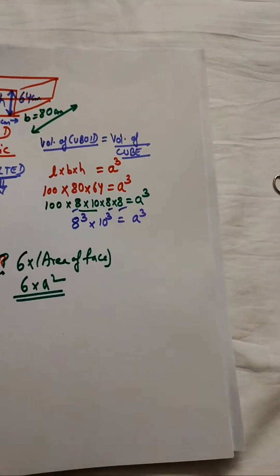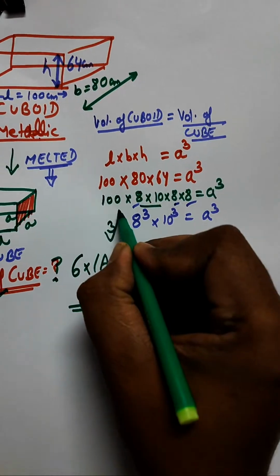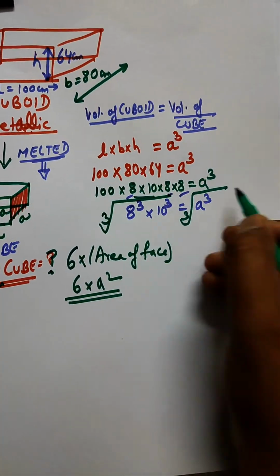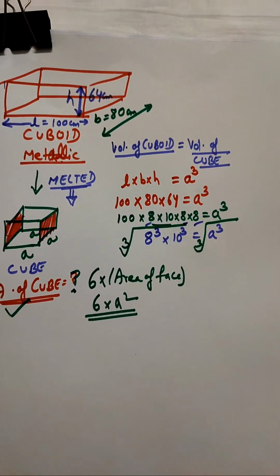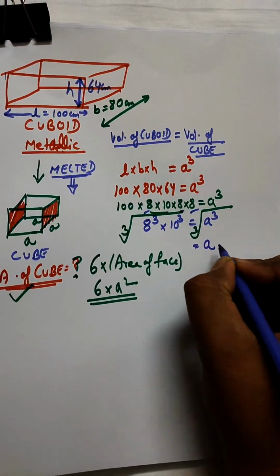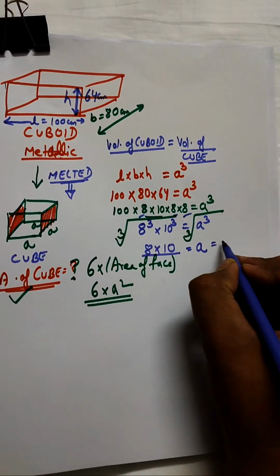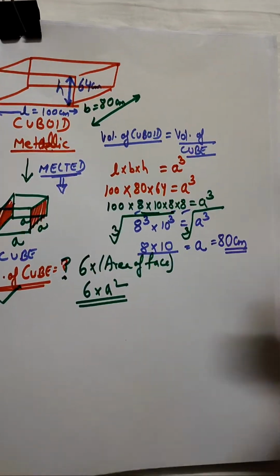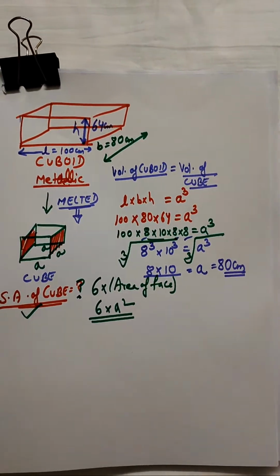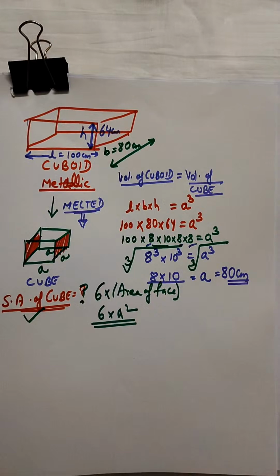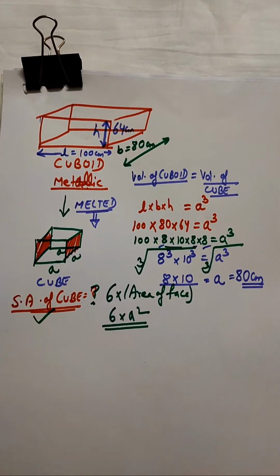Now what we will do? We will take a cubic root of LHS and cubic root of RHS. When we take the cubic root of LHS and RHS, we are left with the value of A as 8 into 10, so that is equal to 80 centimeter. So 80 centimeter is the edge of the cube, right?